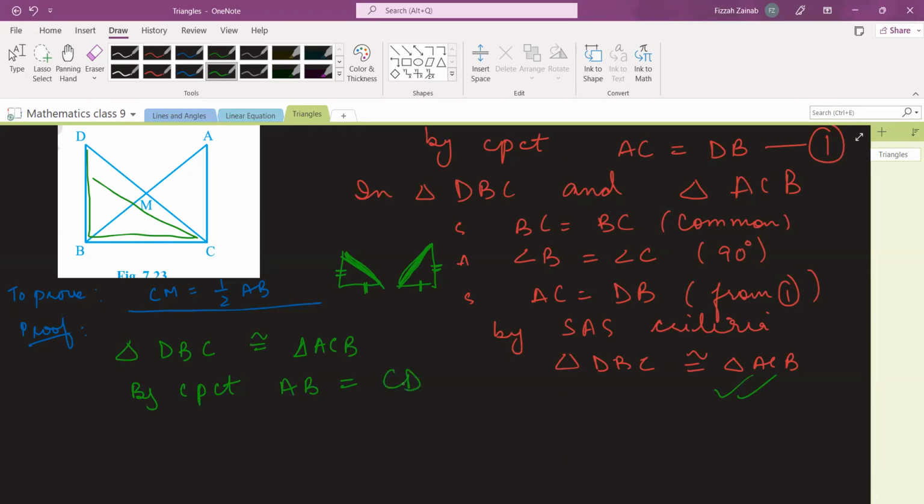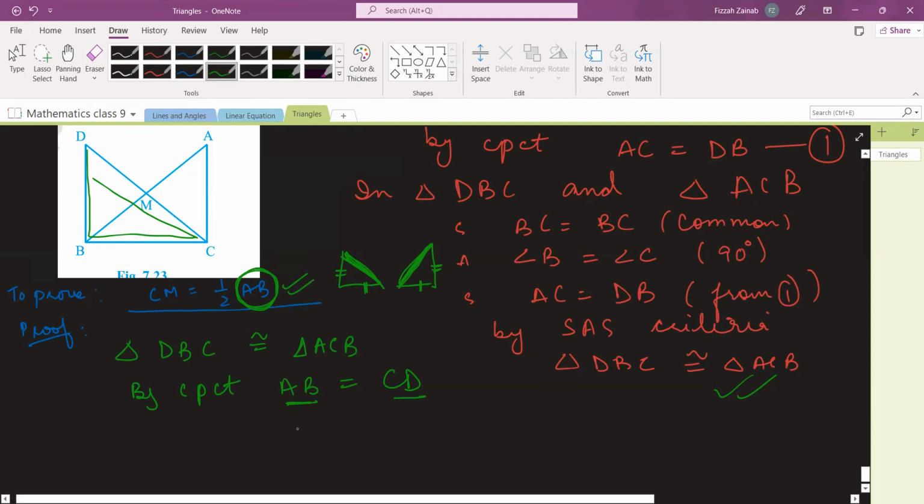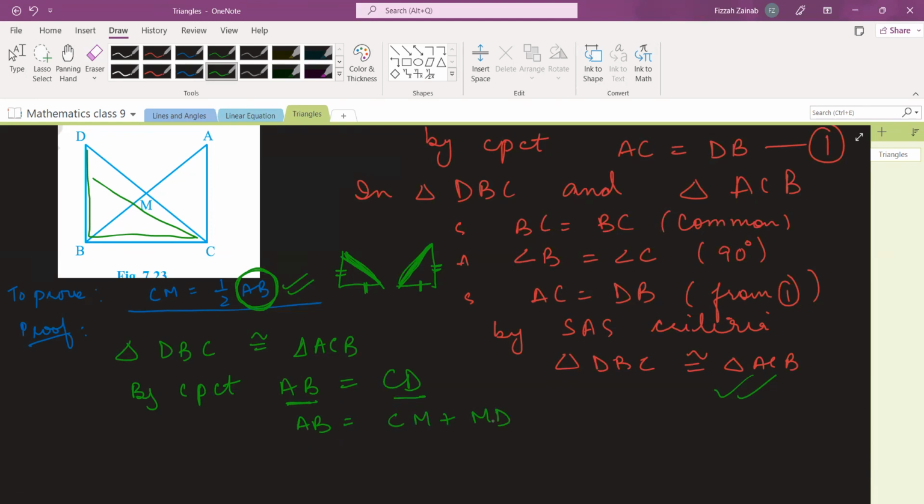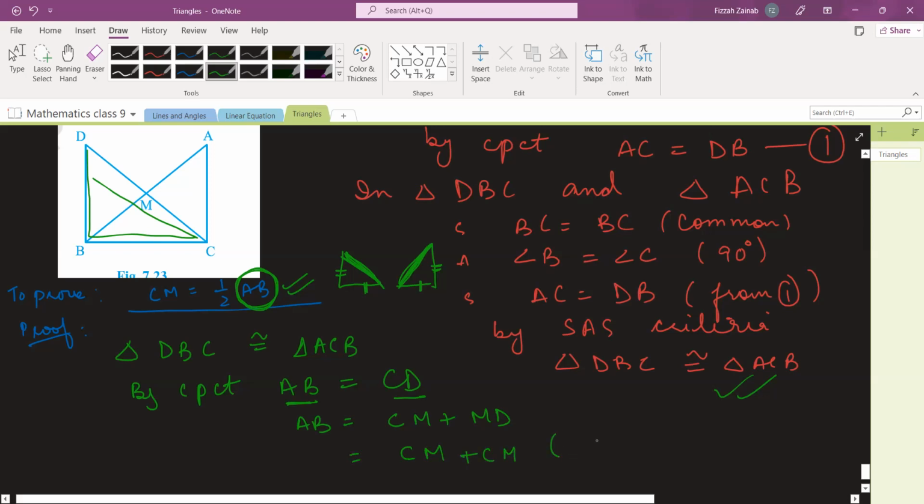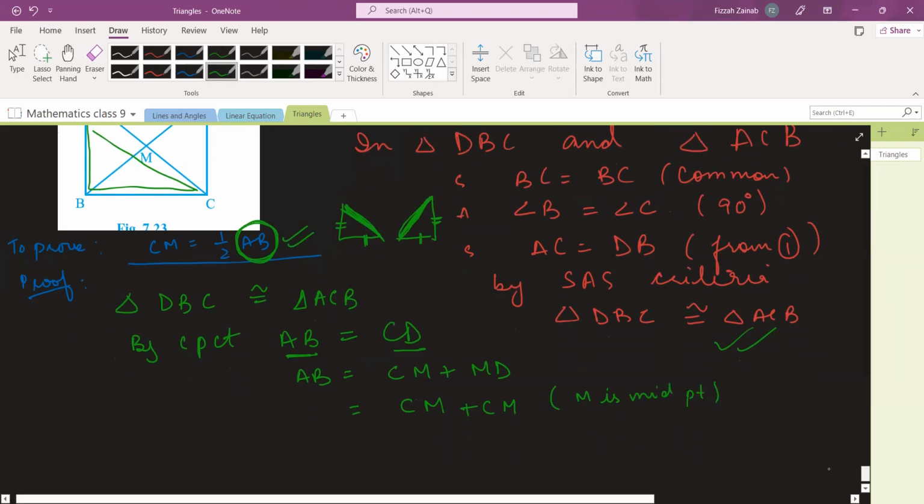Is this clear, everyone? Okay. Now I can break this CD because you can see here AB is already here, so I'm not going to touch AB. I'll keep this AB. So I'm going to break this CD because CD is not here, which I want to show. So I'll write AB is equal to, CD can be written as CM plus MD, right? Now this can be written as CM plus CM. Why? Because M is the midpoint. That means both the parts are equal in length. Clear? That means CM is equal to MD.